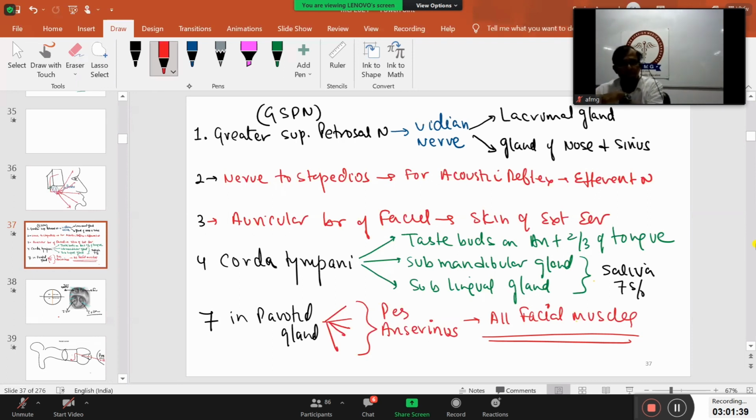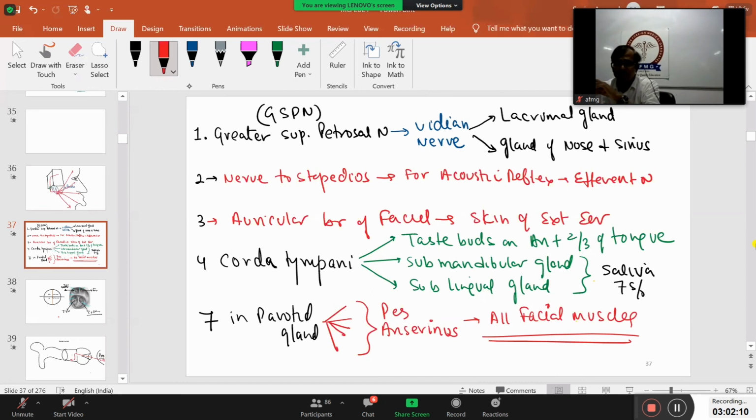Okay? Now please listen to this very carefully. Facial nerve is not only supplying the facial muscles, it is also supplying other muscles like the nerve to stapedius muscle, for instance, we discussed. Isn't it? That is not only muscles, it is other things like the glands also. Lacrimal gland, glands of nose and sinus, submandibular gland, sublingual gland, so many glands.